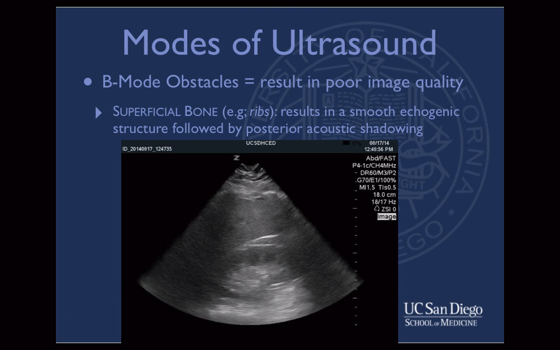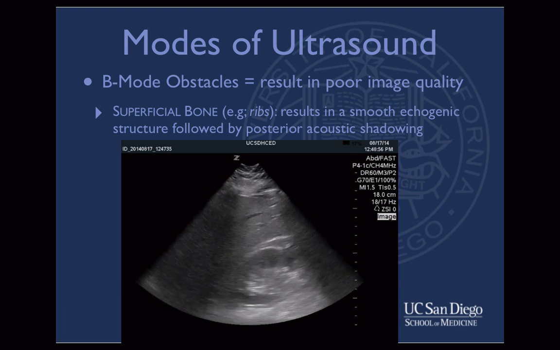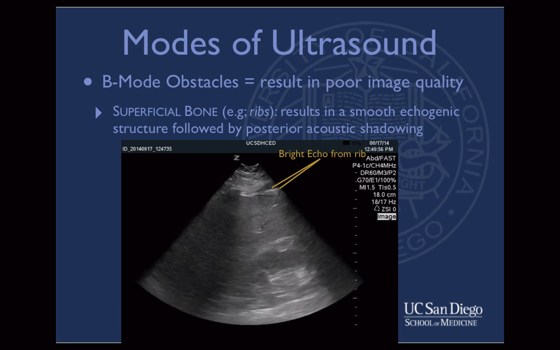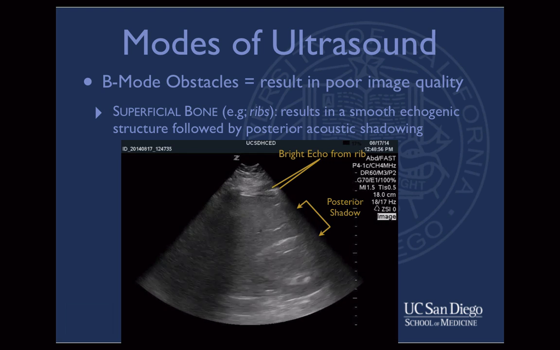The second is superficial bone. Bone that is superficial or just under the skin can also result in poor image quality. An example is rib shadowing. Note the highly echogenic smooth contour of the rib, followed by a posterior acoustic shadowing.